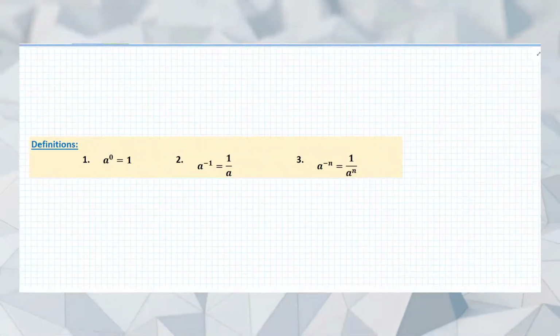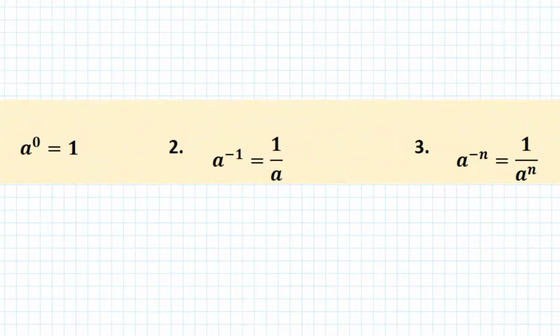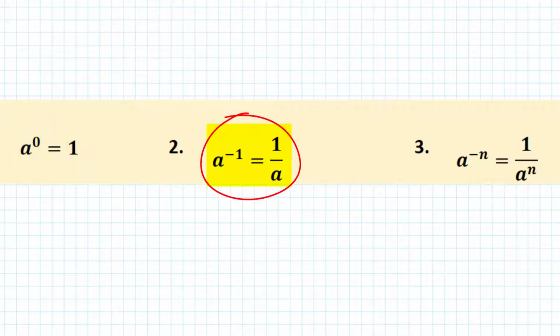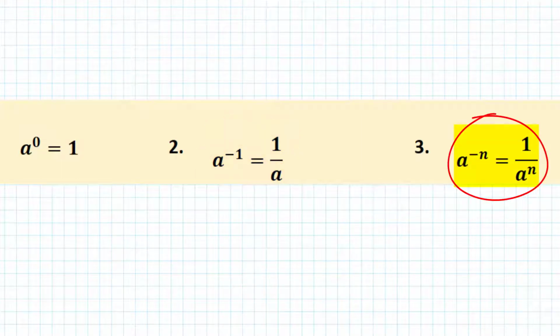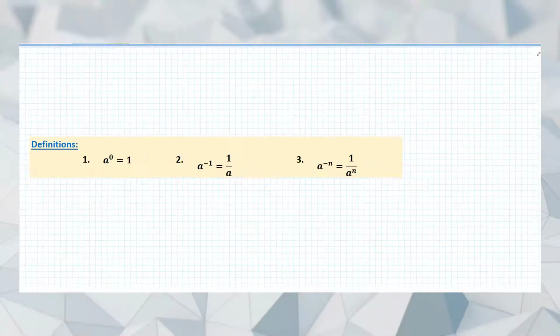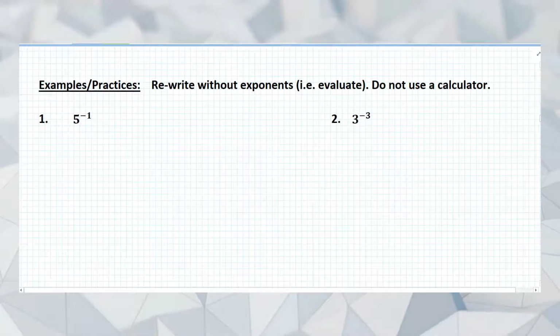Here we go. These are the three definitions we just went over. What is a 0 power? It's just 1. Anything to the 0 is 1. What is anything to the negative 1 power? It's just the reciprocal of that number. And finally, what is anything to a negative n power? It's the reciprocal of that number to the power of n. Let's practice some examples now. Okay, you will see how simple that is.